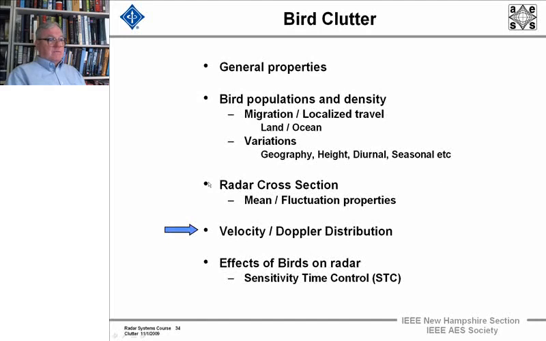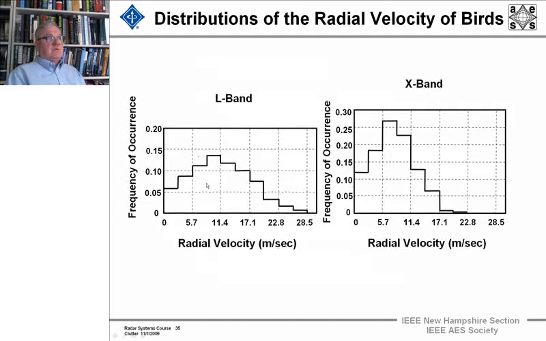Okay, so now let's move on to bird velocity and Doppler distributions. Now, here is the probability density of radial velocity for L-band and X-band of birds. And this is measured data from two different radars. And you can see, it turns out these are just birds that were around. They're not migrating. If you randomly point the velocity vector of a bird, you'll end up with this kind of a peak up and then down if you look at the radial portion of that velocity from a given location.